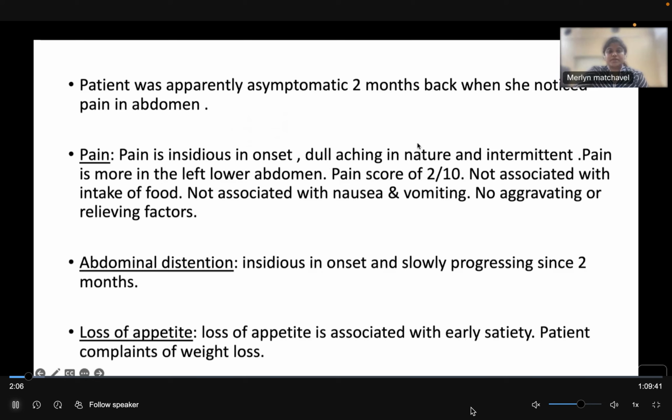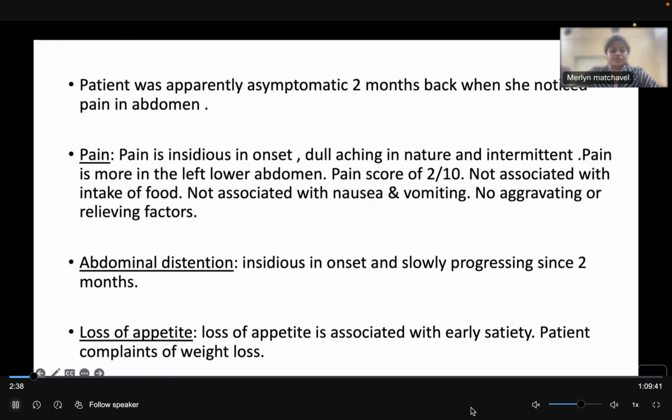The patient was apparently asymptomatic 2 months back when she noticed pain in the abdomen. The pain was insidious in onset, dull aching in nature, and intermittent. The pain is more in the left lower abdomen. She had a pain score of 2/10. The pain was not associated with intake of food, was not associated with nausea and vomiting, and there were no aggravating or relieving factors. The abdominal distension was insidious in onset and slowly progressing since 2 months.